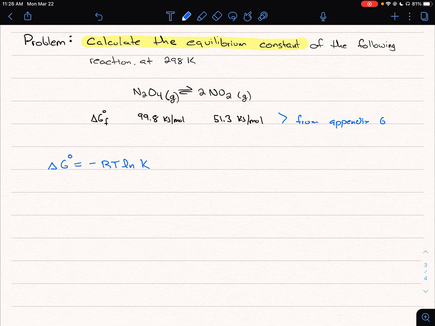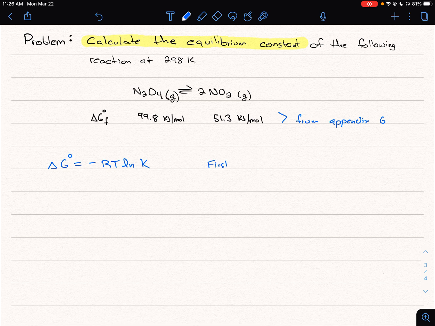So first, we need to find delta G naught of our reaction. And remember, to do that, delta G naught of our reaction is going to be equal to the sum of all of our products, delta G, minus the sum of all our reactants, delta G.